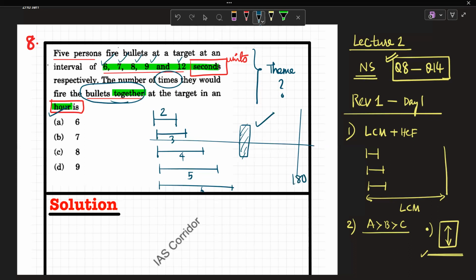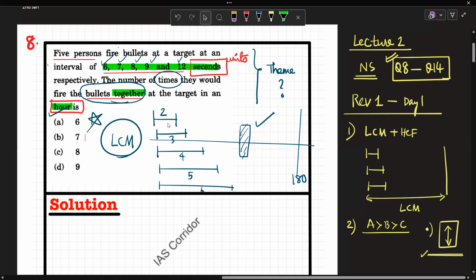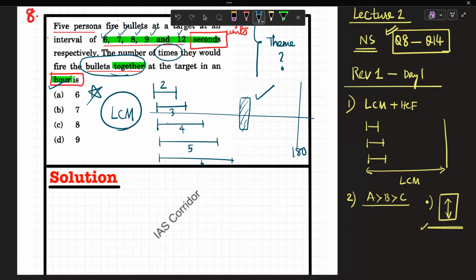Can you find a link between these questions? Definitely the link exists. And what is the link? This is also a question of LCM. Got it? Clear? So we have to find the LCM of 6, 7, 8, 9, 12.